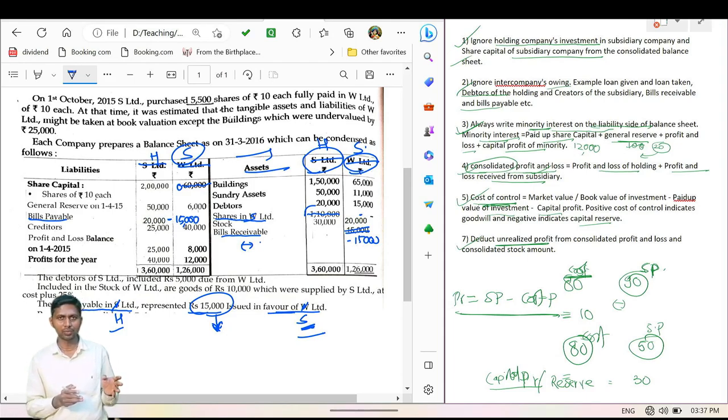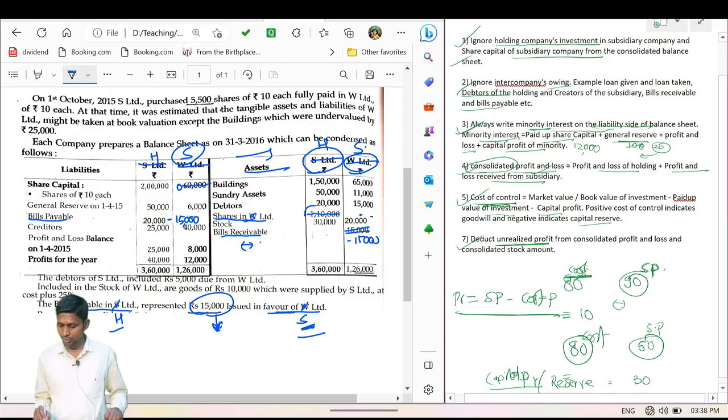If holding sells goods to the subsidiary, that means holding sells to itself, then my dear students, holding will not get any profit. In the subsidiary you will find holding only. Who is the owner of the subsidiary? Holding only. In that case, holding cannot record that unrealized profit in the consolidated balance sheet. Therefore, from the consolidated balance sheet, your duty is to remove that unrealized profit.